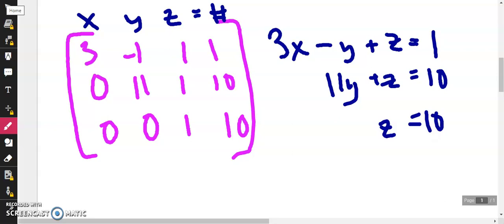And so from here, you would plug in using the bottom row and then solve for y, and then plug in again, just like we did in the first section of the unit.